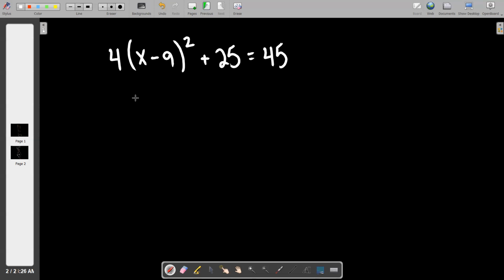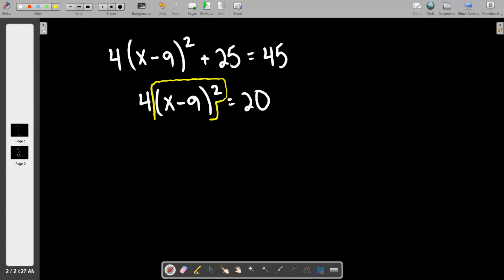Right, no hesitation. Subtract that 25, and we're left with 4 times x minus 9 squared equals 20. Next step, divide by 4. And this time I cannot take off the parentheses because the parentheses are still needed because all of that x minus 9 is being squared. So perhaps that was my thinking last night was let's look at the difference between when can the parentheses go bye-bye and when can they not. In this case, if I divide by 4, I still need to trap the x minus 9 because they're still being squared. And 20 divided by 4 is, of course, 5.